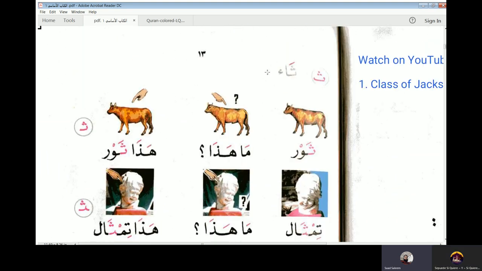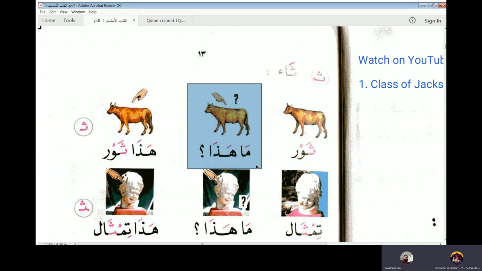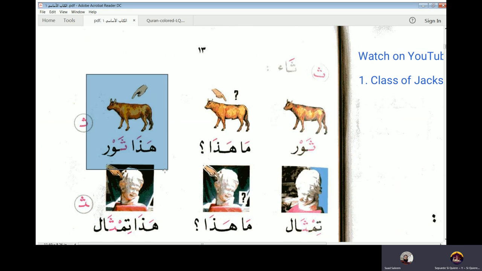Thawrun, a cow. No, cow is feminine. Bull, huh? Yes, bull. Thawrun. Ma hadha? What is this? Hadha thawrun. This is a bull.